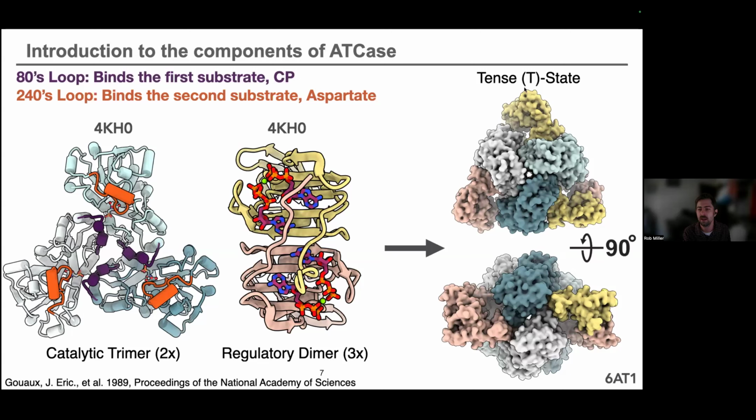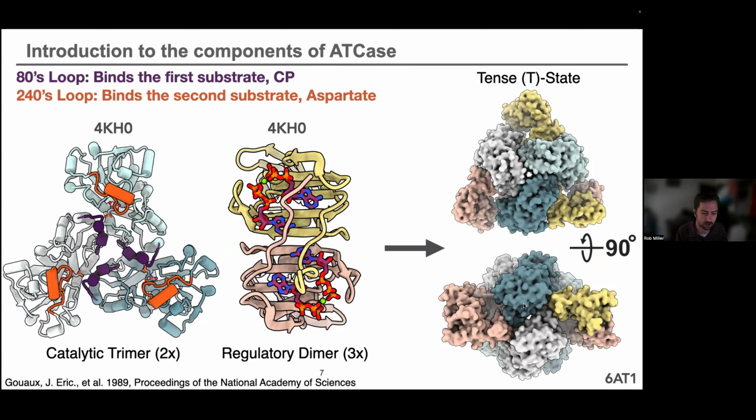And we can see from a state that I'll reference for the rest of the talk as an enzymatically inactive tense or T state, this nomenclature coming from the work of Monod, Wyman, and Changeux, that particularly if we rotate the enzyme on its side, these catalytic trimers are sitting stacked right on top of each other, and they're bridged together by the three regulatory dimers.